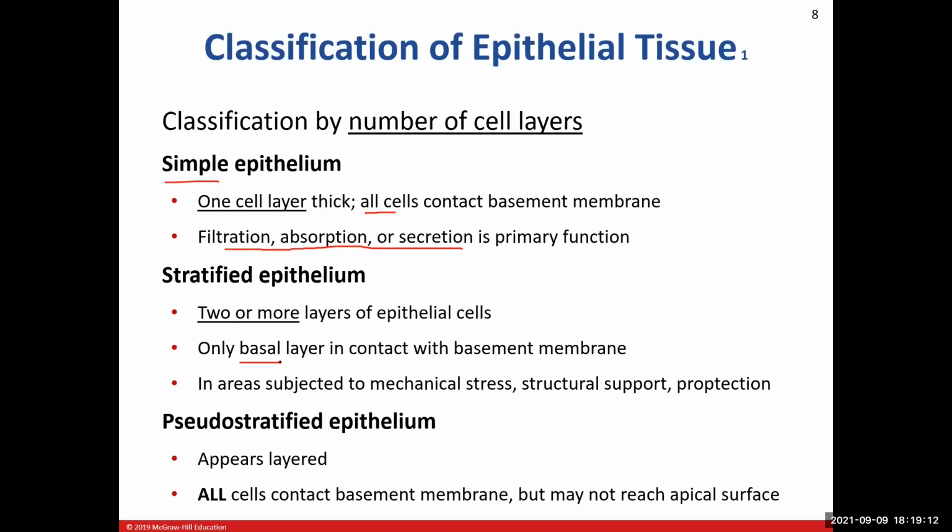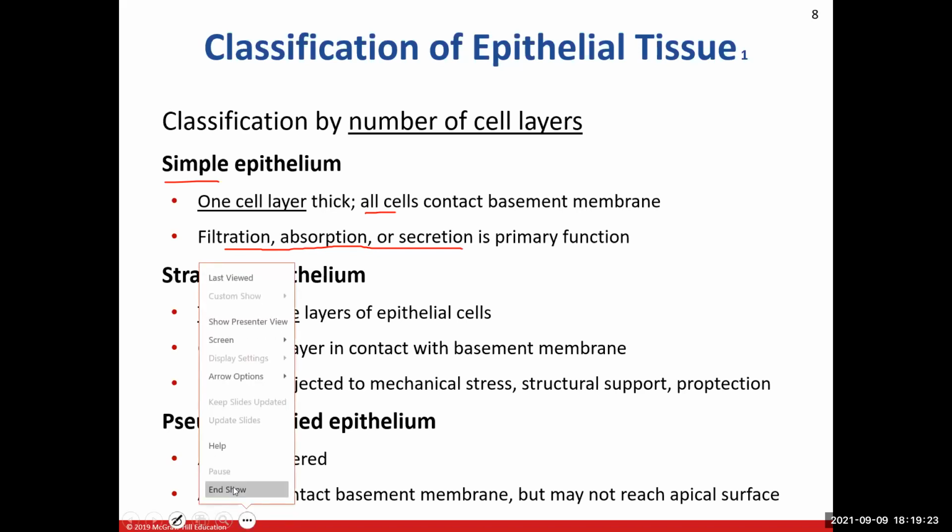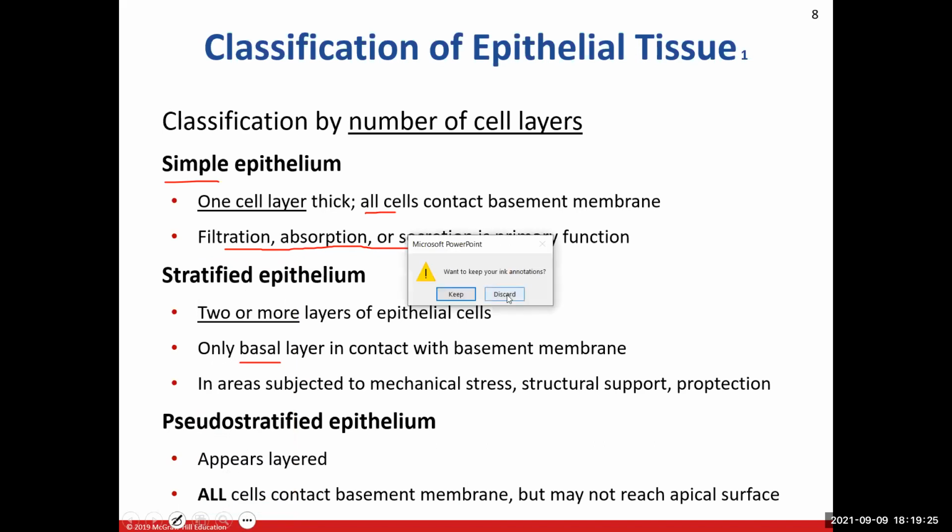Also, stratified epithelium will offer structural support. We'll see it around the ducts to the endocrine or exocrine glands.